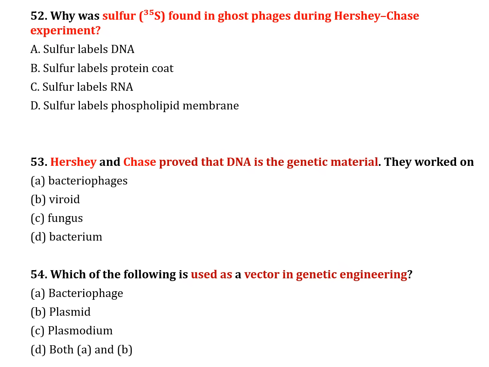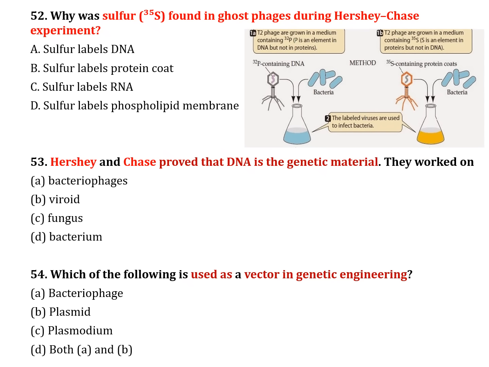Why was sulfur found in ghost phage during Hershey and Chase experiment? Option A sulfur labeled DNA, option B sulfur labeled protein coat, option C sulfur labeled RNA, option D sulfur labeled phospholipid membrane. Correct answer is option B sulfur labeled protein coat.